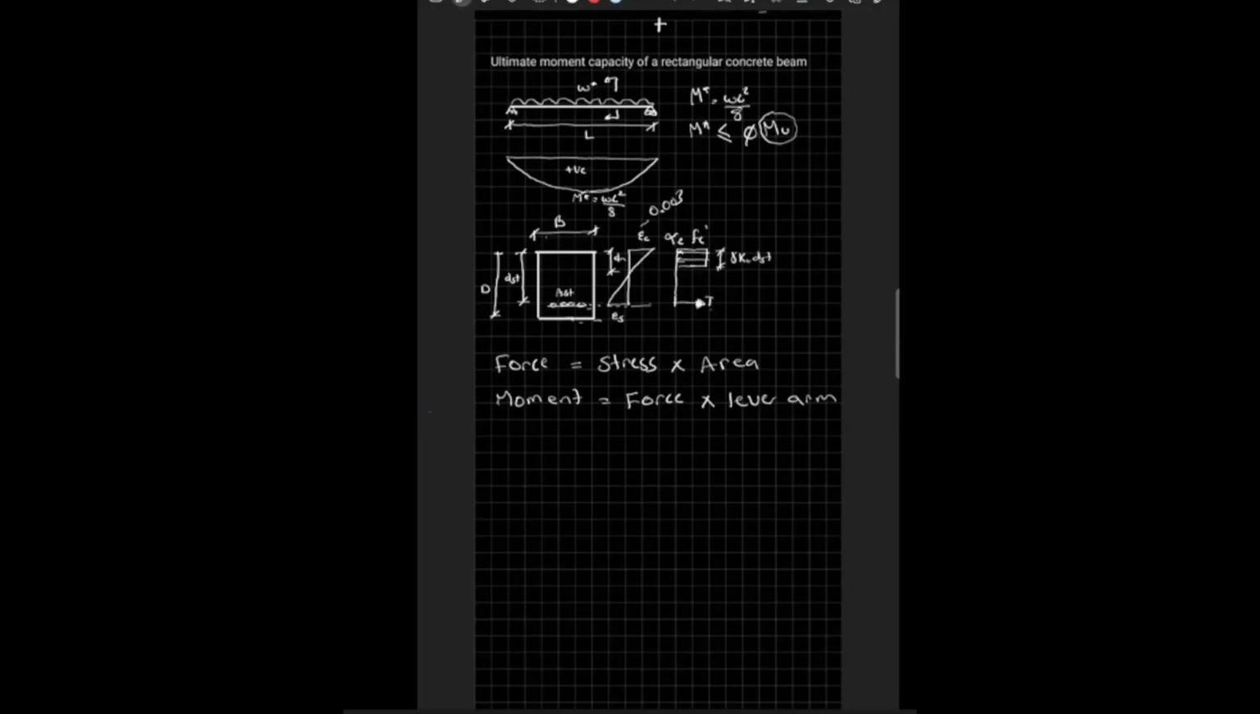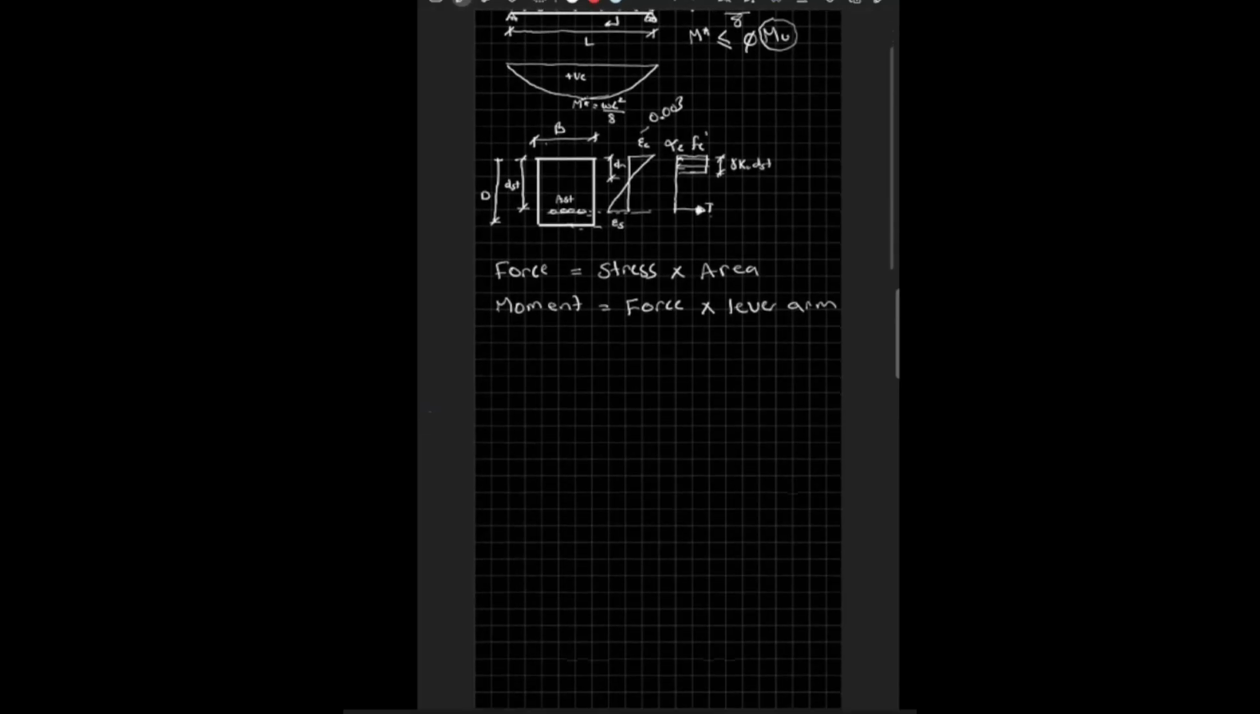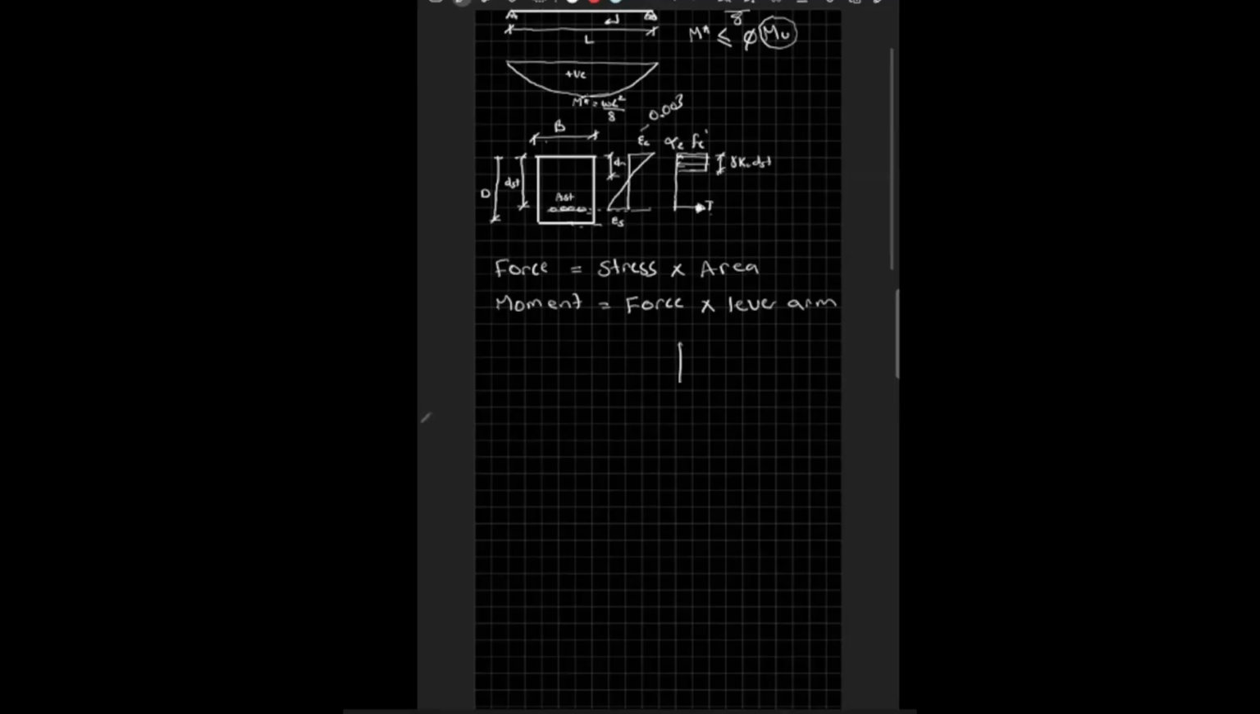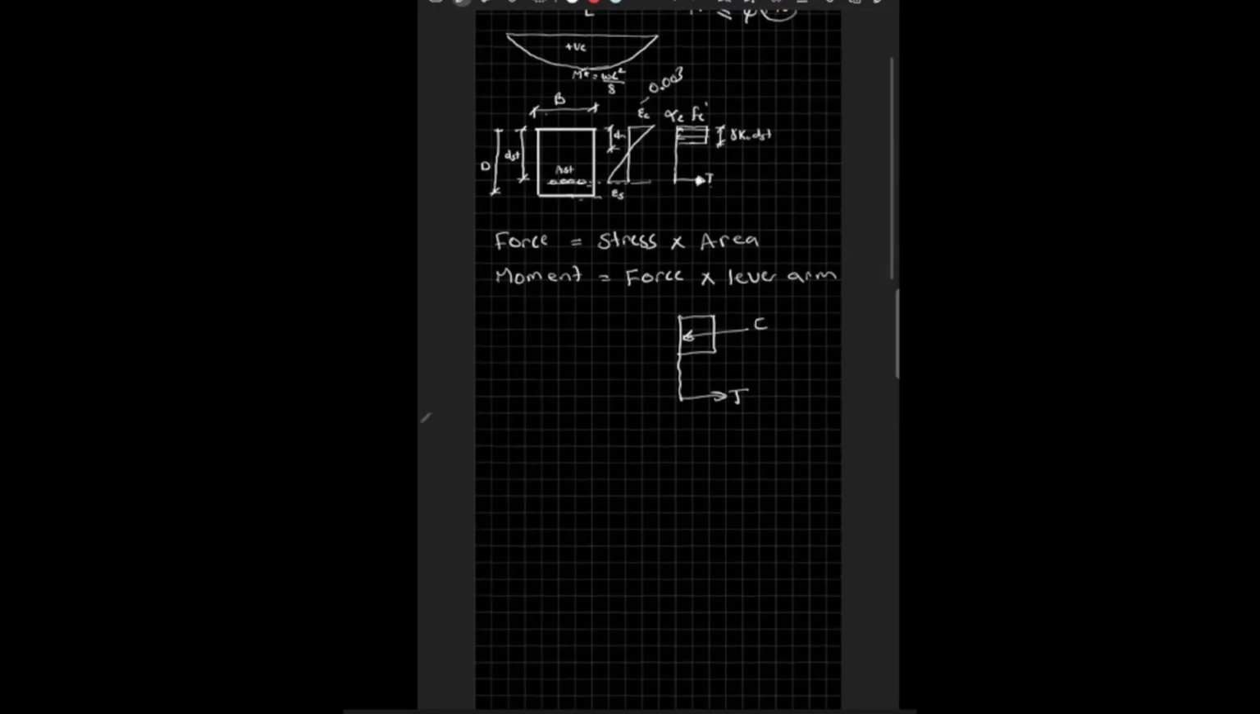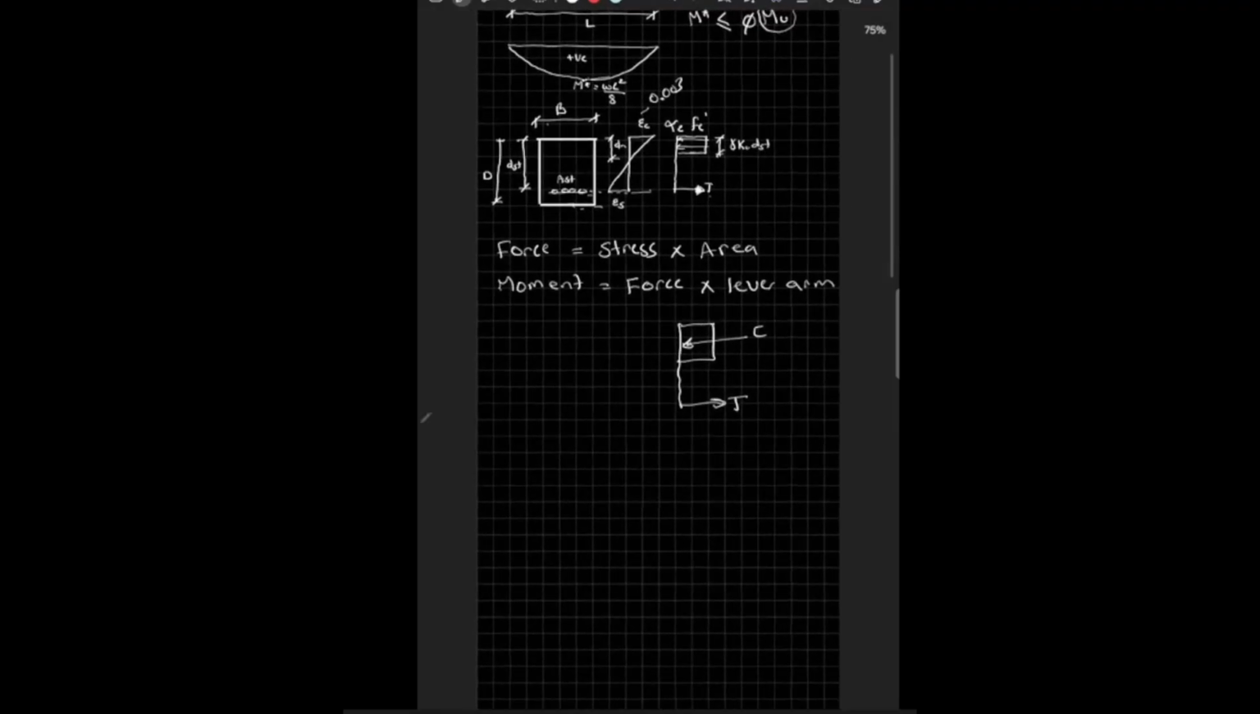Now, what do we need? Well, we have a compressive force at the top, which is called C, and C acts at the center of the compression block. And then we have a force T, and T acts at the reinforcement level. So, what is C? Let's see what C is.